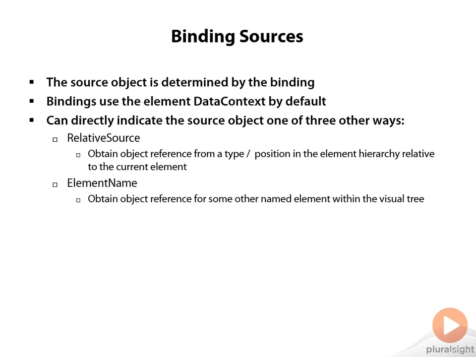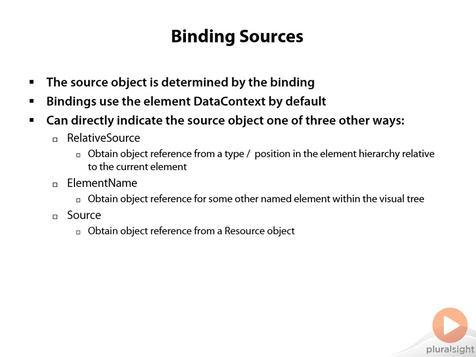Another way you can specify the source object is with an element name. If you're going to use some other element within the current UI as the source object, then you can use ElementName equals and the name of that element. And it will locate that element in the visual tree and treat that as the source object.